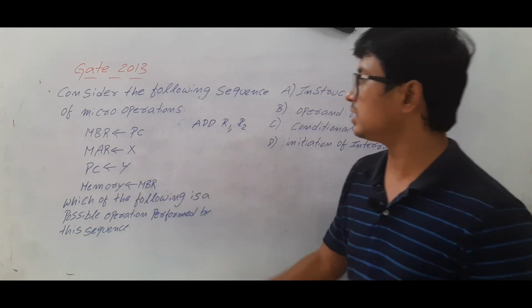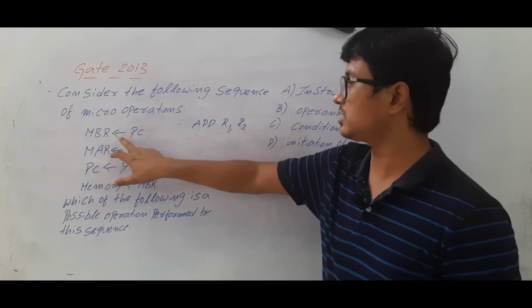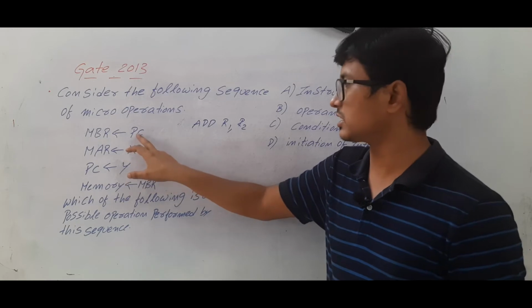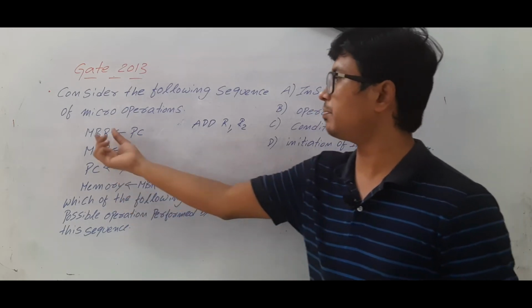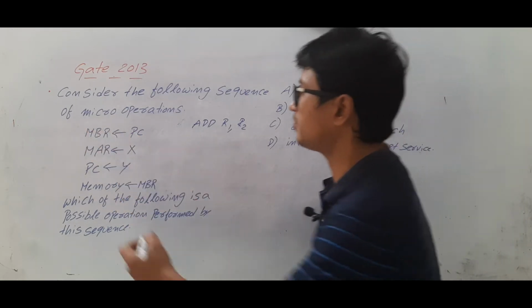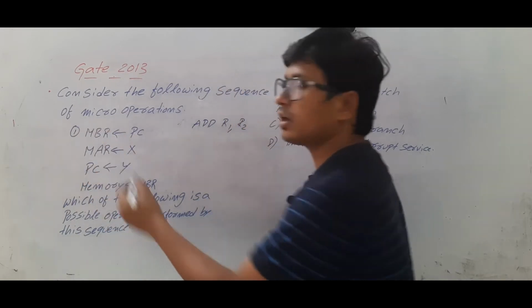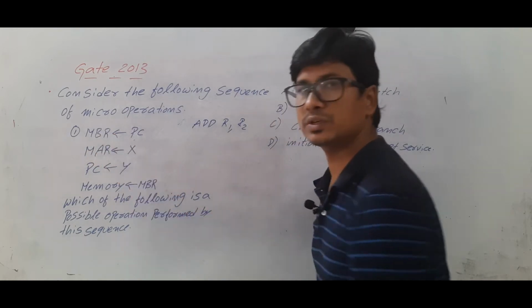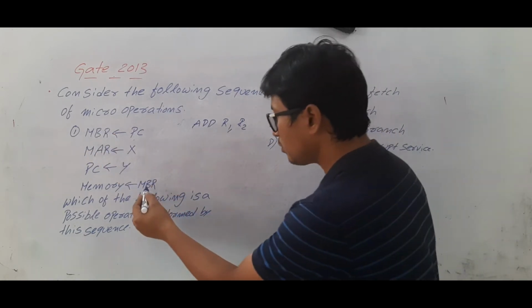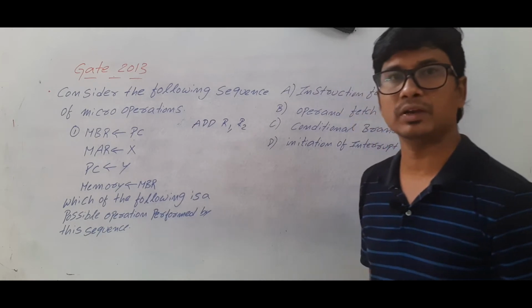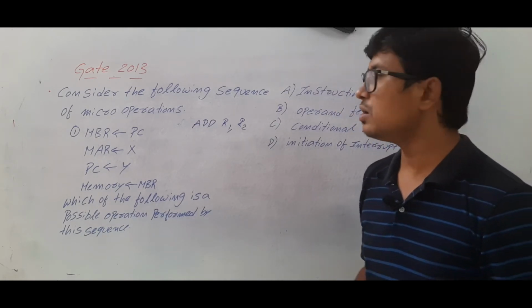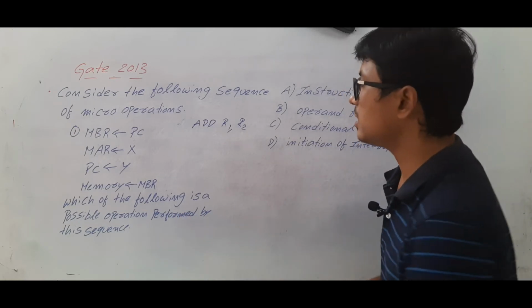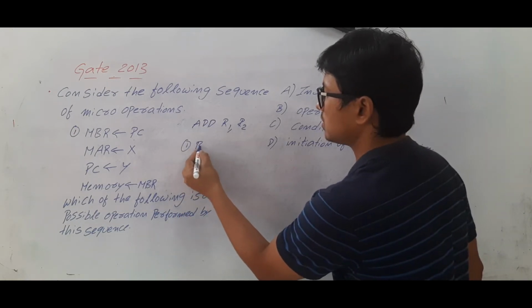Now if you see, the program counter register will have the address of the next instruction. That value we are storing in the memory buffer register. Am I right or wrong? The first micro operation is telling that the program counter has the address of the next instruction, and that value you are storing somewhere, and that value again you are storing in some memory location. Is it clear?